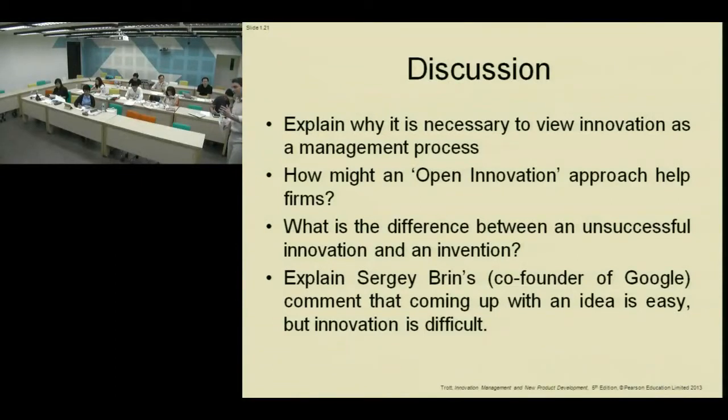How might an open innovation approach help firms?